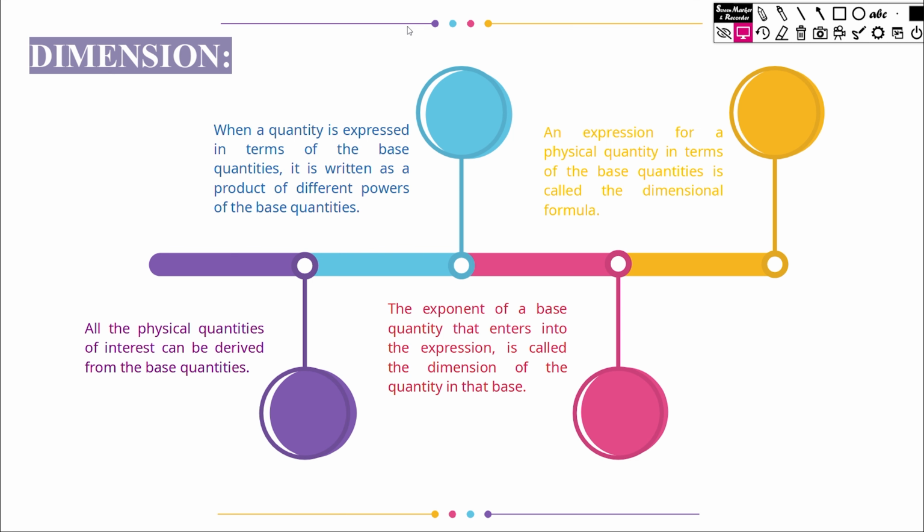So all the physical quantities of interest can be derived from the base quantities. When a quantity is expressed in terms of the base units, it is written as a product of different powers of the base quantities. The exponent of a base quantity that enters into the expression is called the dimension of the quantity in that base, and an expression for a physical quantity in terms of the base quantities is called the dimensional formula. We'll discuss in detail these two things: first the dimension, and next the dimensional formula, in the subsequent slides.